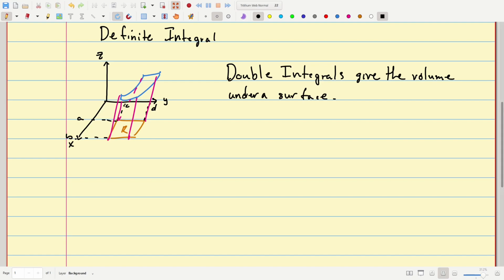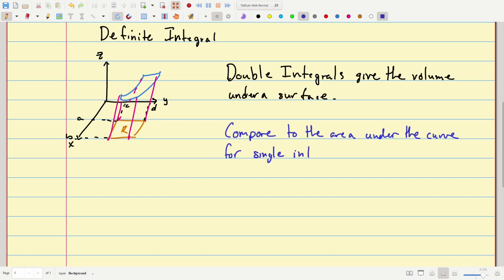Okay. So the geometric idea here is that we're talking about the volume under a surface. All right. So does that make sense? Okay.